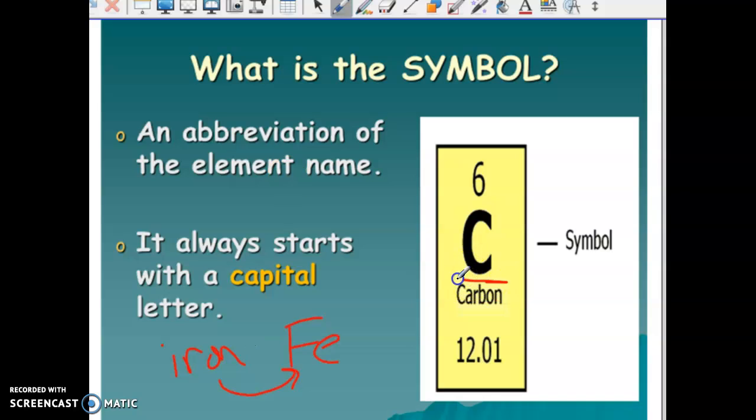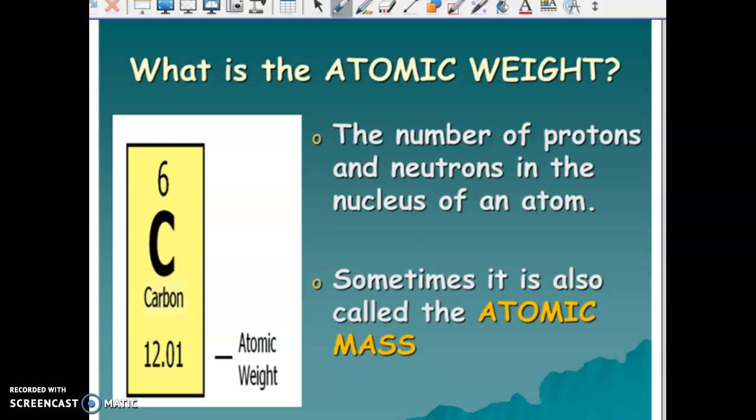But it always starts with a capital letter. Now, if there are more letters, for example, there are many elements that start with the letter C, you have to distinguish them from one another. So usually another letter is added on, but any secondary letter has to be lowercase. For example, carbon is capital C, calcium is capital C with a lowercase a, but it must always start with a capital.